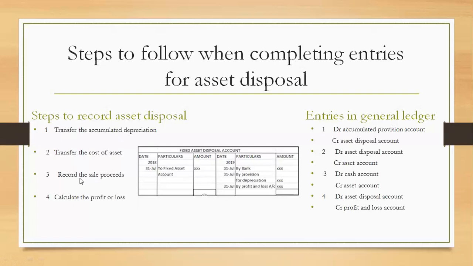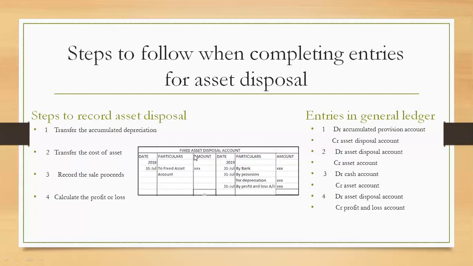Moving on to the third step, that is to record the sale proceeds. It means how we are selling it, either for cash or on credit, whatever the entries. Let's suppose we are selling for cash. The entry will be debit cash and credit asset disposal account. And that cash or bank, whatever it is, will be debited here. We are going to apply the entry here.